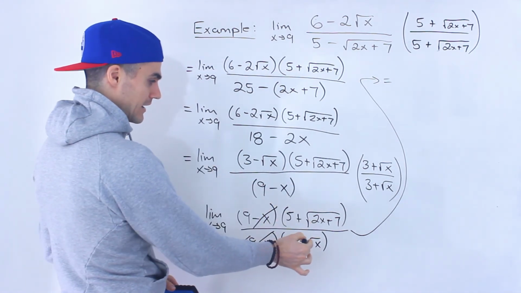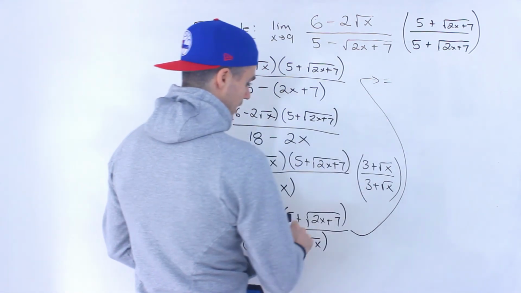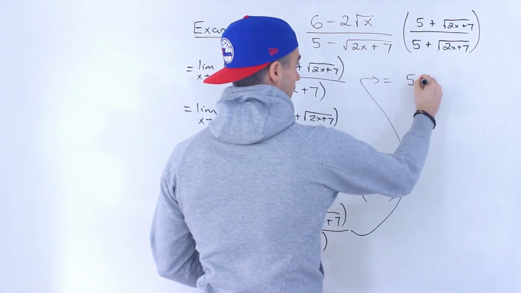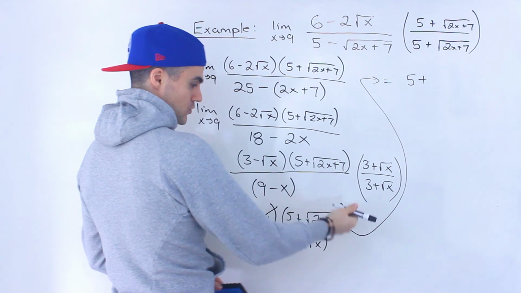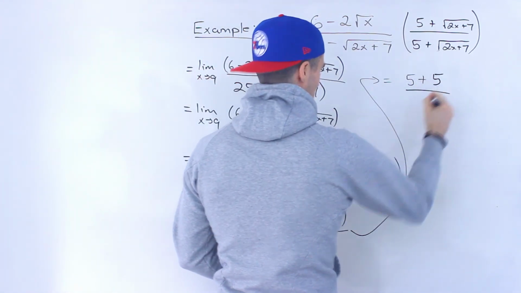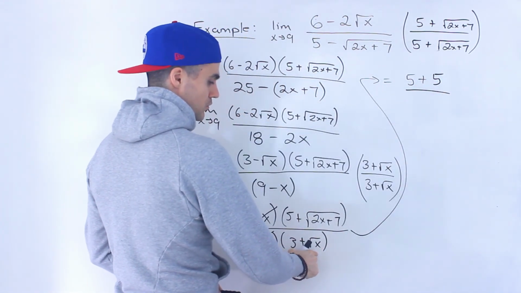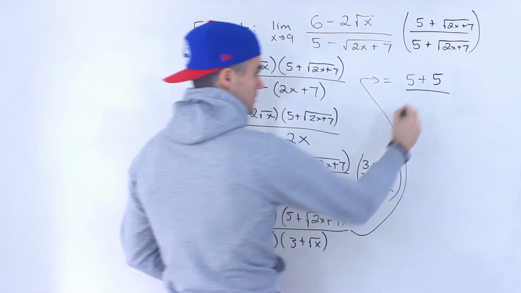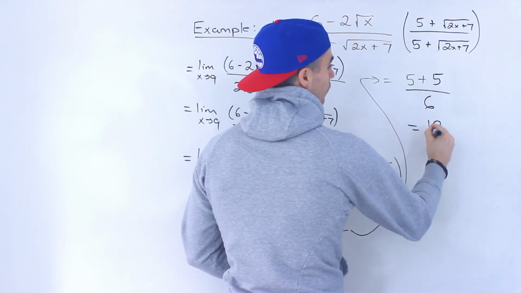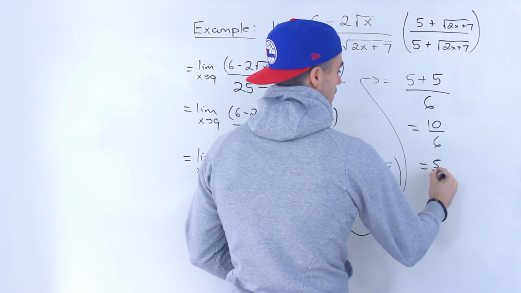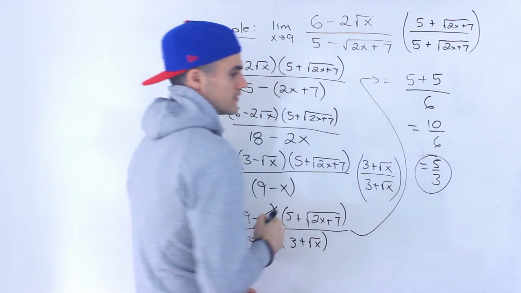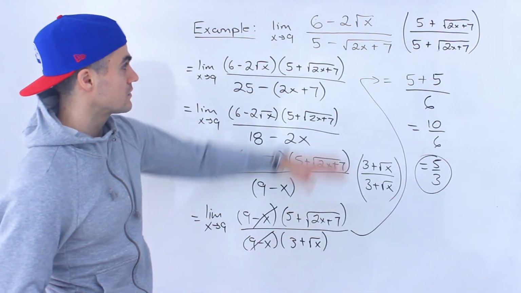So if we plug in 9 for all the x values, we'd end up with 5 plus, over here would be 25, square root of 25 is 5, over 3 plus the square root of 9, square root of 9 is 3, 3 plus 3 is 6, so we'd have 10 over 6, which would give us 5 over 3. So that there ends up being the final answer for this limit.